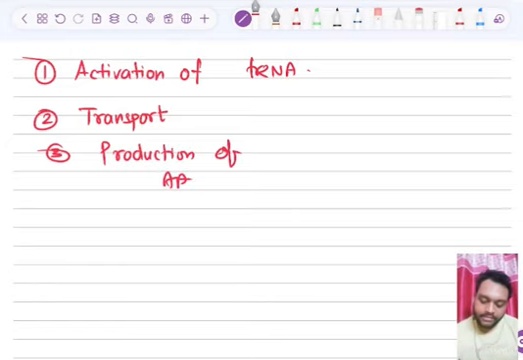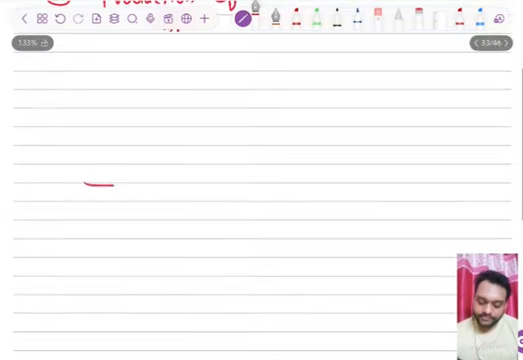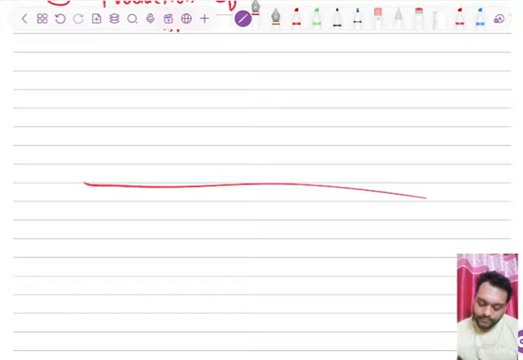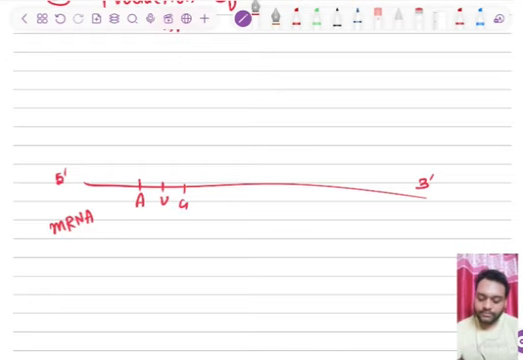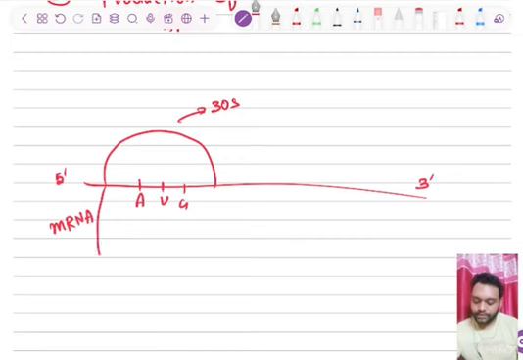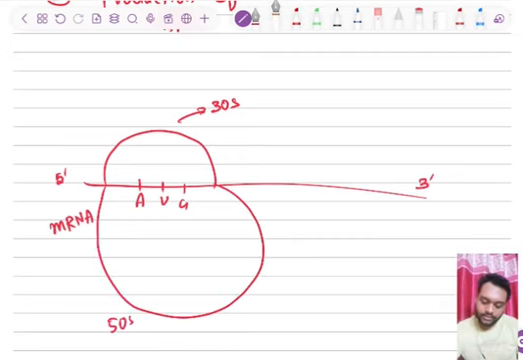Let's say this is an mRNA. This is the 5' end. This is the 3' end. There are some start codons here, like this. Over this is the 30S ribosome, and below this is the 50S ribosome. And here comes your tRNA, the codon arm of the tRNA. Here the complementary base pairs are there.